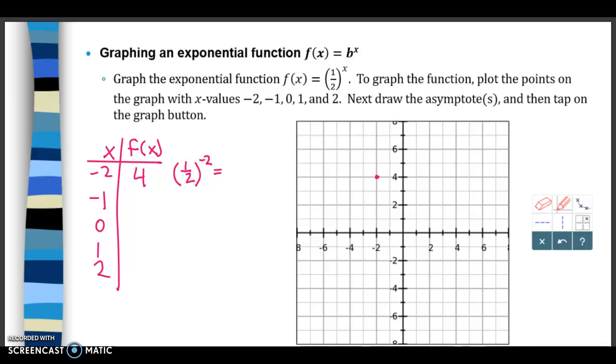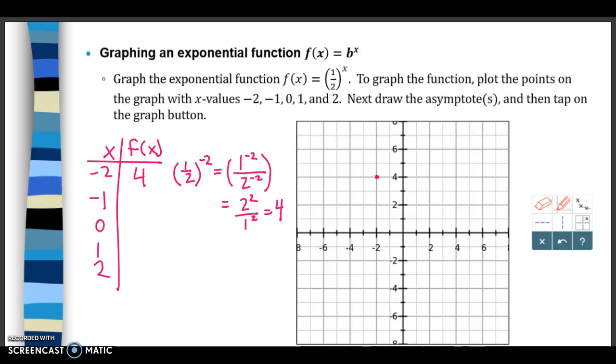Okay, maybe a little bit of a reminder of negative exponents. This is 1 to the -2 over 2 to the -2. When we have negative exponents, we move them to the bottom and the top. So this is 2 squared over 1 squared, and 2 squared is equal to 4. So that's one way you can solve it.